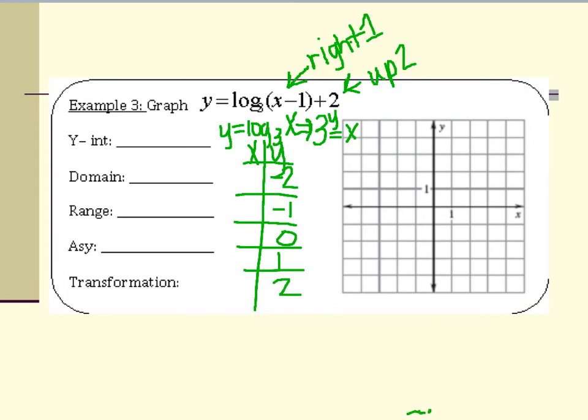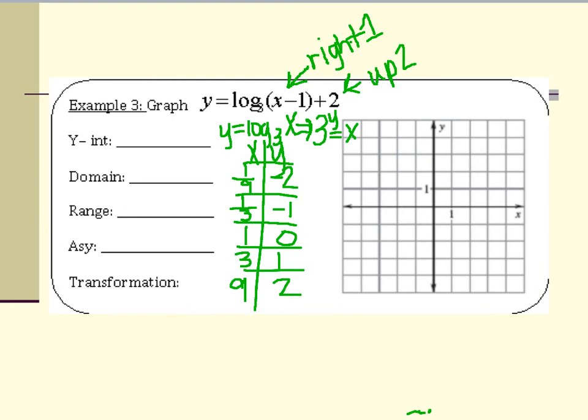And 3 to the -2nd power is going to be 1/9. 3 to the -1st is 1/3. 3 to the 0th is 1. 3 to the 1st is 3, and 3 squared is 9. Okay. So let's put these points on our graph. Let's put these on, and then we'll talk about our y-intercept, our domain, range, asymptote, transformations, things like that. So let's put these on here.